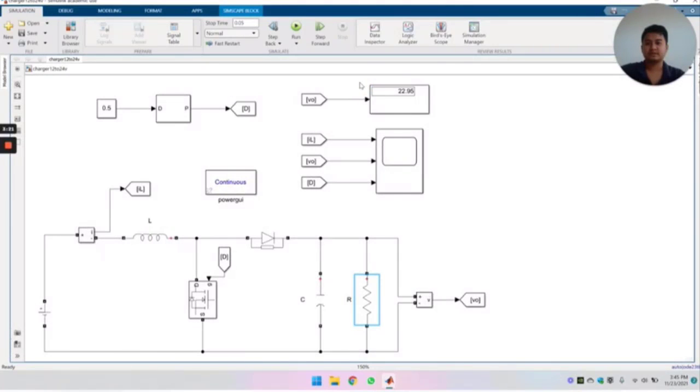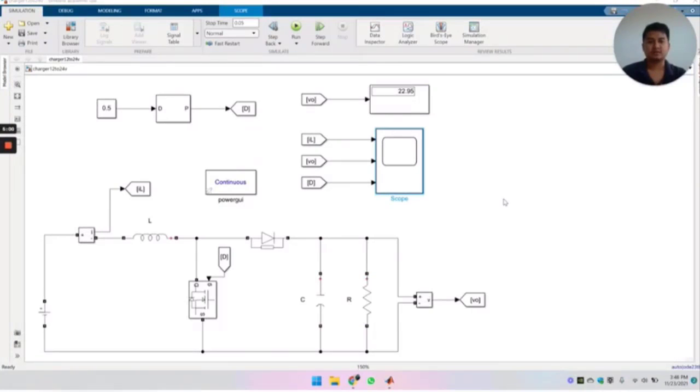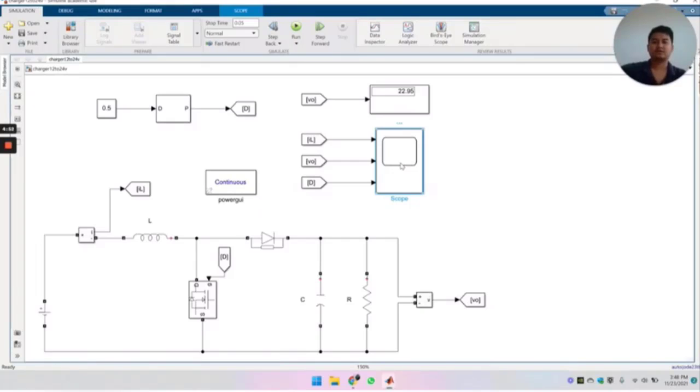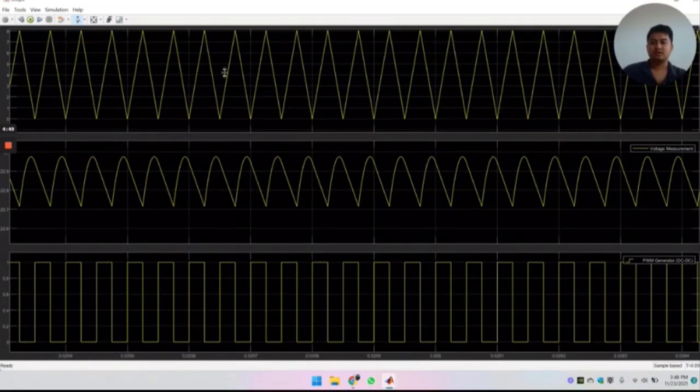When we run the simulation, we get the output voltage, which is 22.95. For the waveforms, we can use the scope to see the inductor current, output voltage, and duty cycle. So this is our inductor current waveform. This is the output voltage waveform, and this is the duty cycle waveform.